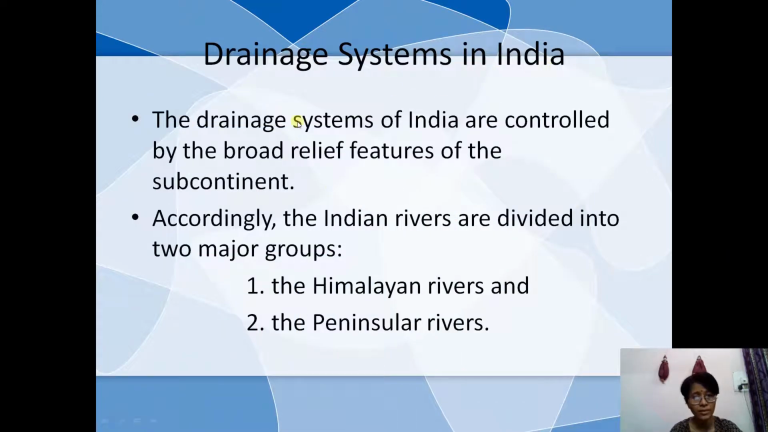Drainage system in India. The drainage system of India is controlled by the broad relief features of the subcontinent. That means different relief features. We have mountains, plateau, plain. So they also affect the drainage system. Accordingly, the Indian rivers are divided into two major groups: Himalayan and Peninsular rivers.